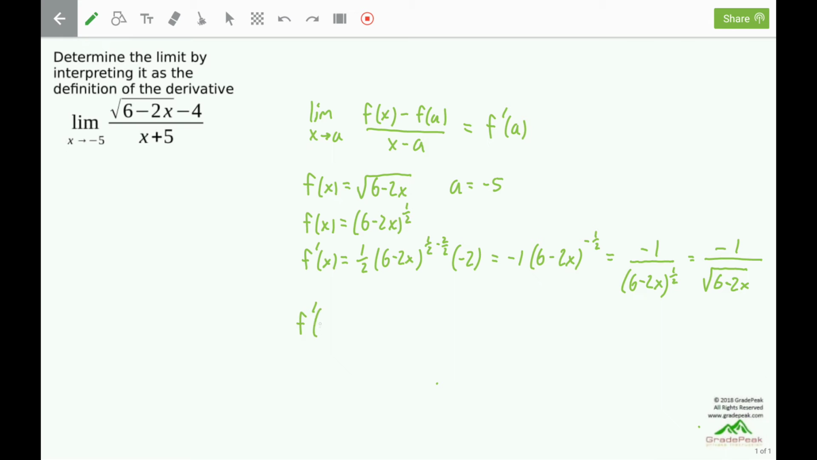And we found our a value to be -5, so f prime of -5 will be -1 over the square root of 6 minus 2 times -5, so -1 over the square root of 6. -2 times -5 is positive 10. So -1 over the square root of 6 plus 10, which is 16. And that's -1 over the square root of 16, which comes out to 4. And therefore, the result of this limit will be -1 over 4.